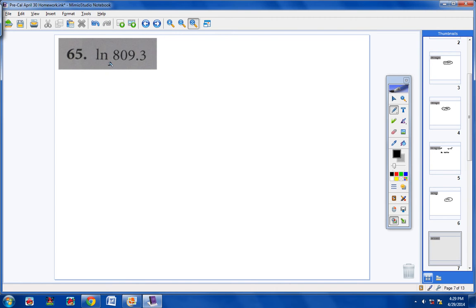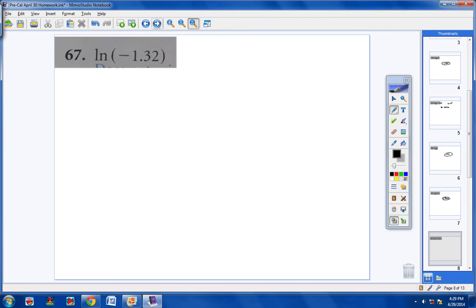This is a base e, a natural log, so we're going to type our natural log button and then 809.3, and the natural log of 809.3 would be 6.69616, and because of this 6 right here, we're going to raise this 1 right here to a 2. Alright, so if we round correctly, I will have a 2 here. This is a decimal, and there's your answer.